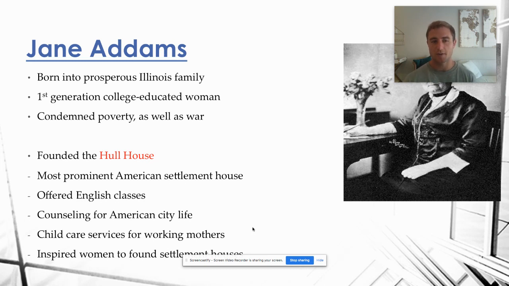These settlement houses were there to help immigrants that are assimilating into American life. They offered English classes, counseling on how to deal with American city life. If the immigrant workers had to work, which many of them did, then they would offer childcare there. And so these houses were just monumental in protecting these groups that desperately needed help, as the U.S. government was not helping these groups assimilate into American culture.